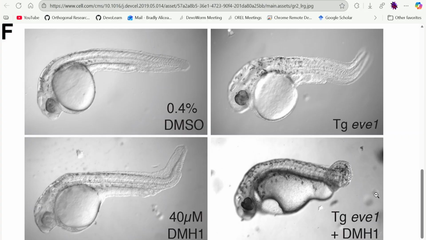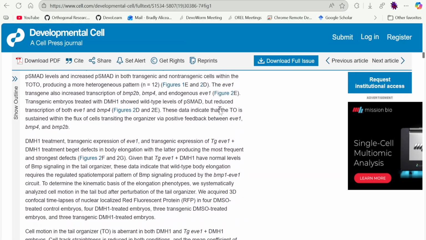Well, I don't know what the consequences of misdirected morphogenesis are. I mean, usually it's in that region, but sometimes there are other effects as well. All right. So that's that figure.